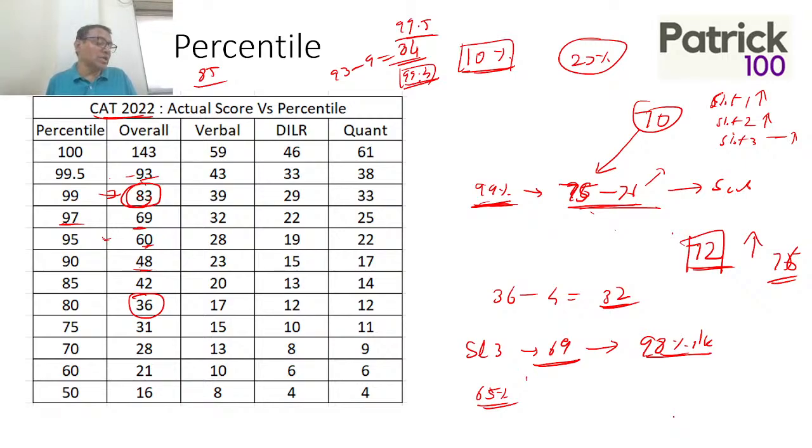4 in quant is a little dicey. You may still clear the cutoff for some of the colleges, but just hope there is a scaling up for the quant section. If you got low marks in any particular section, just hope there is a scaling up and then you should get through. Anand Jain, 47 in slot 2, should go to 93, 94 percentile. Okay.